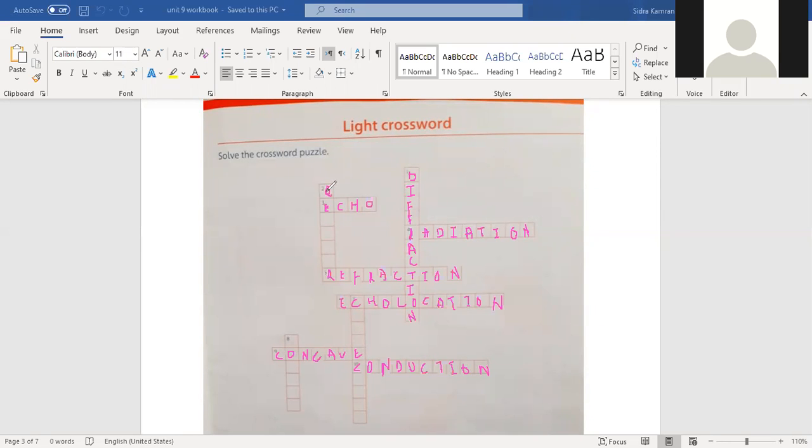REGULAR is already written. So, regular.